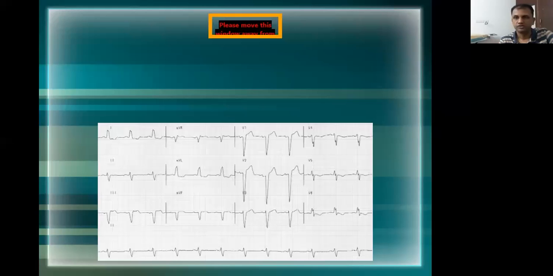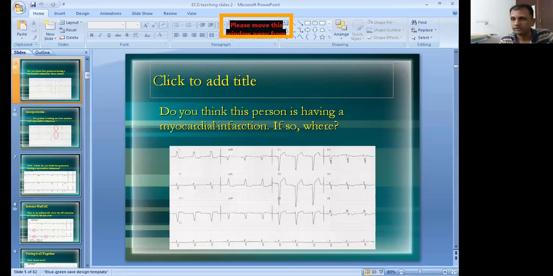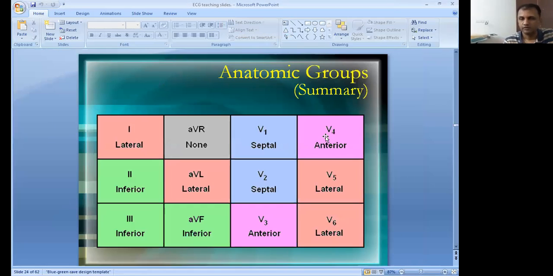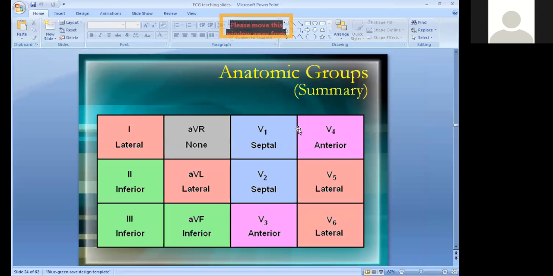If you remember, I showed a different slide. Can you see this slide with the anatomic groups? Yes, sir. Yeah, this is the ECG. This is a slide from last week.